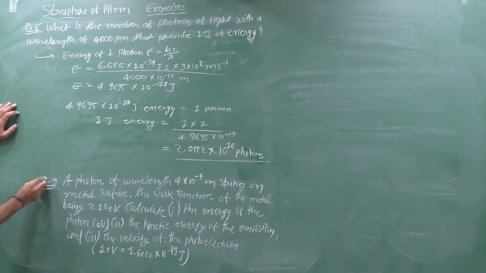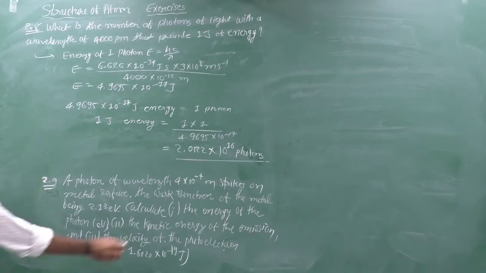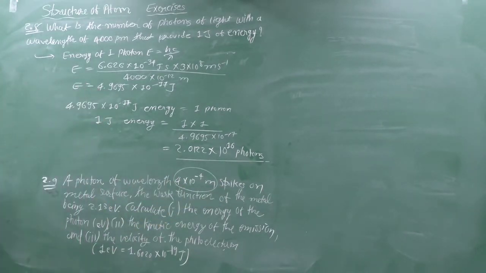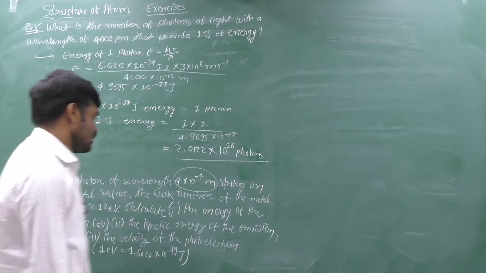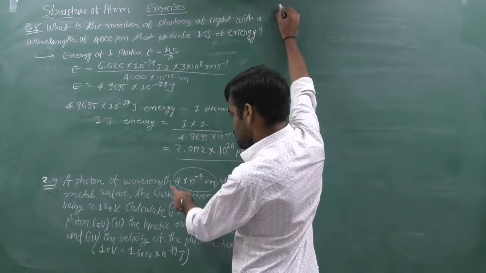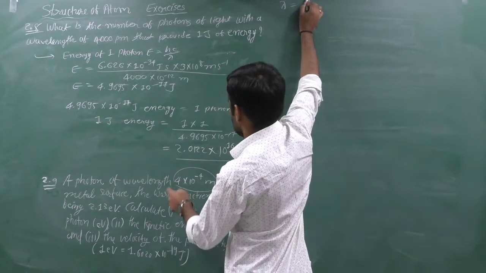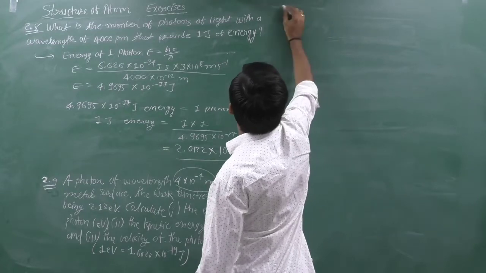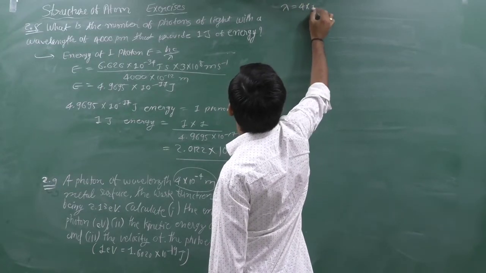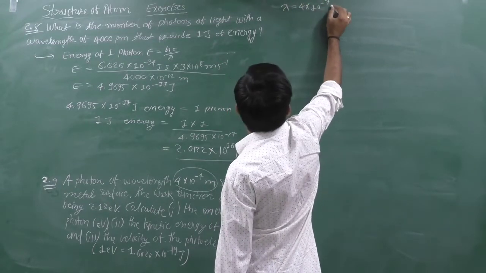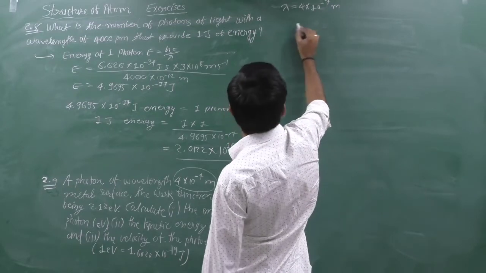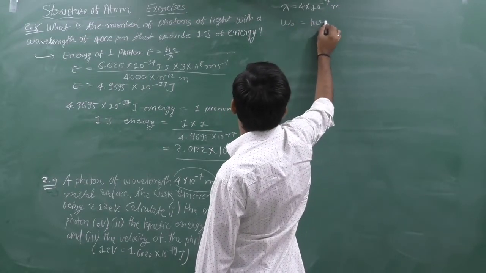Question number 2.9. Here a photon of wavelength 4 into 10 raised to minus 7 meter, direct meter માં જાય, પહેલા કન્વર્ટ કરવાનો કોઈ પ્રોબ્લેમ નથી અહીંયા, strikes on the metal surface, the work function of the metal being 2.13 eV. Yes, here first તો આપણને શું આપ્યું? Lambda is equal to 4 into 10 raised to minus 7 meter direct, and then work function W0 is equal to h mu 0.